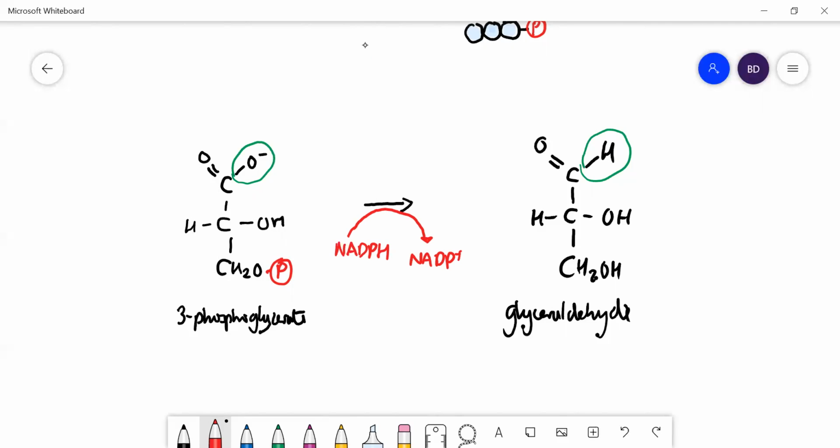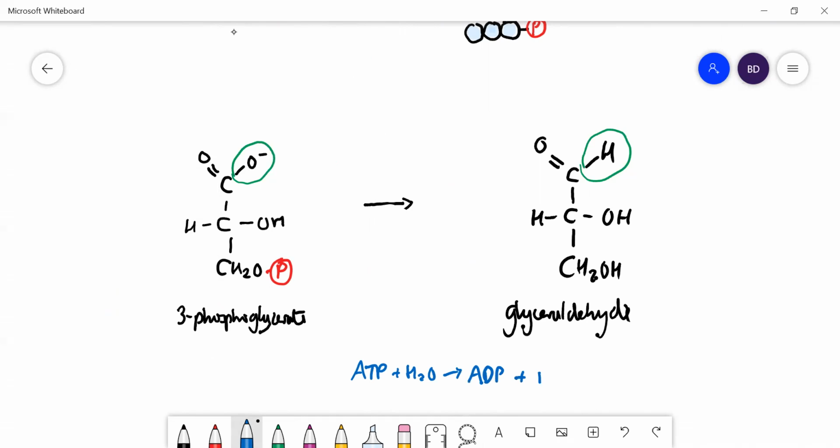So what the cell has to do is use ATP to drive forward an endothermic reaction, because we remember the hydrolysis of ATP is very exothermic. So if you can do that, because this is so exothermic, it can compensate for the endothermic other reaction. So we've got to do it in a couple of stages.